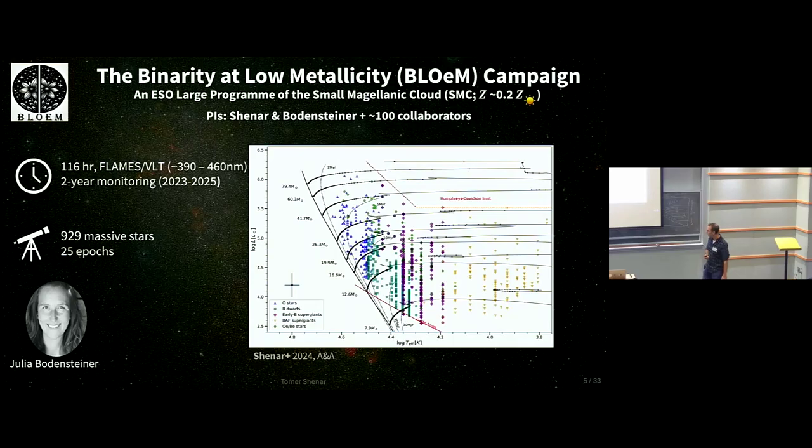When we designed this new spectroscopic survey. So this is a survey I'm leading together with Julia Bodensteiner, with many other collaborators, some of whom are in this room. It's called the Binarity at Low Metallicity, or the Bloom campaign. And it's an ESO large program that is dedicated to spectroscopically monitor precisely 929 massive stars in the Small Magellanic Cloud. We're monitoring them for 2 years, okay?